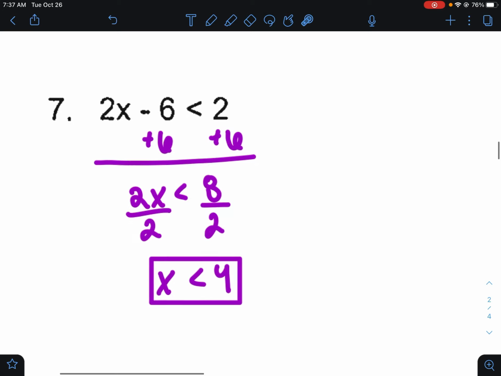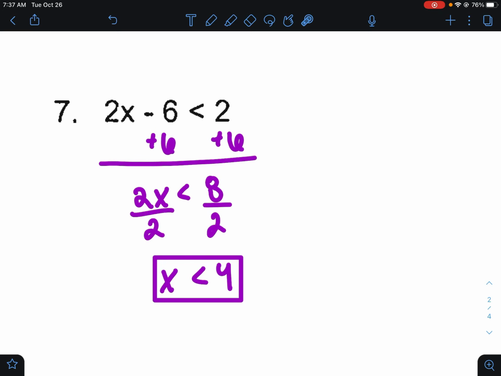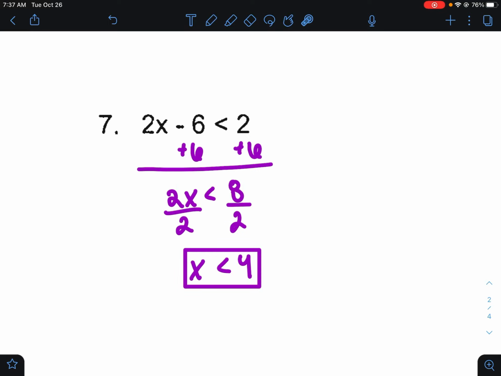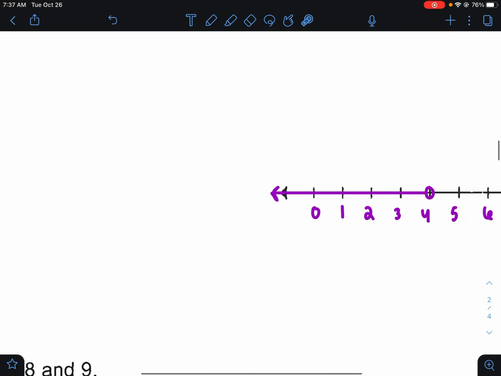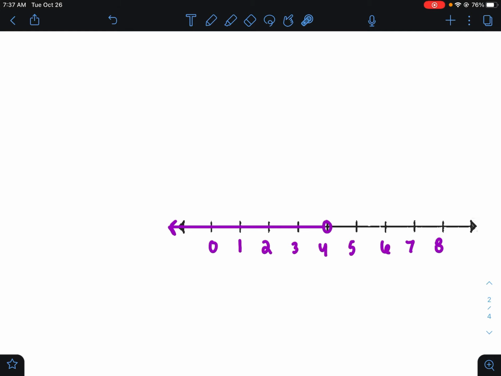With number 7 here, before we can plot this, we have to get it so that x is some inequality and then a number or value on the other side. So we have to isolate our x. Add 6, then divide by 2. We have x is less than a positive 4. So again, we go to our number line. This one is less than, so it's an open circle with the ray pointing to the left.